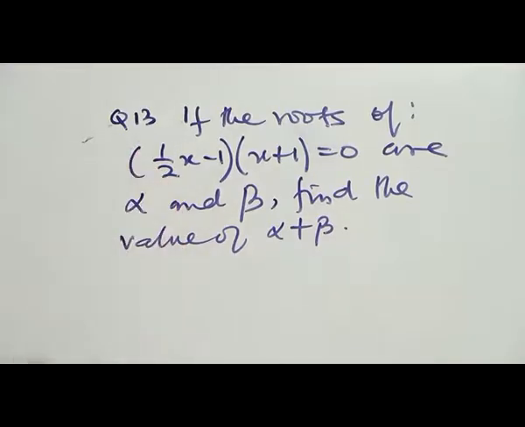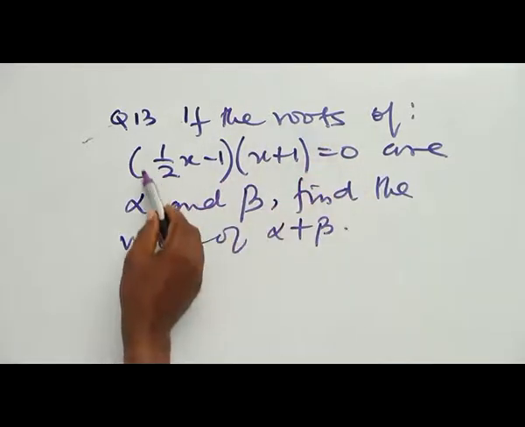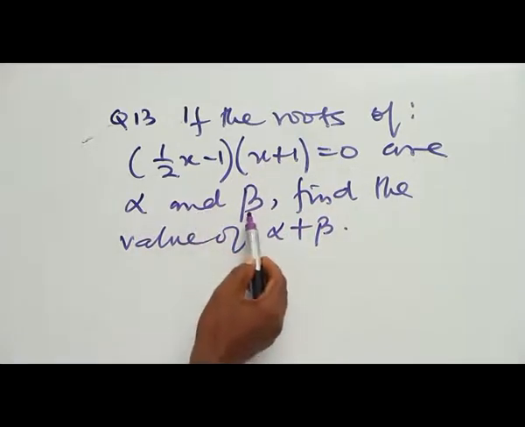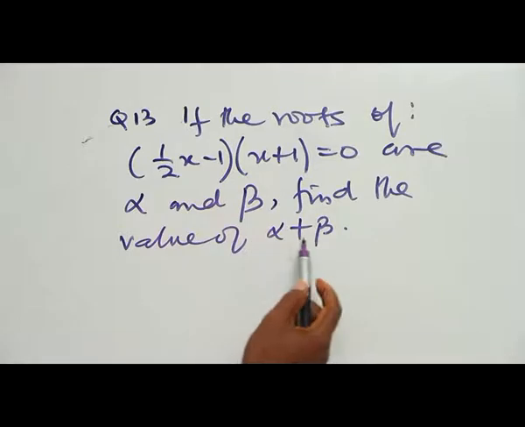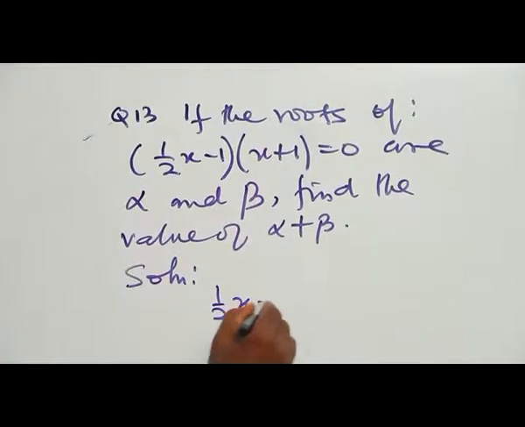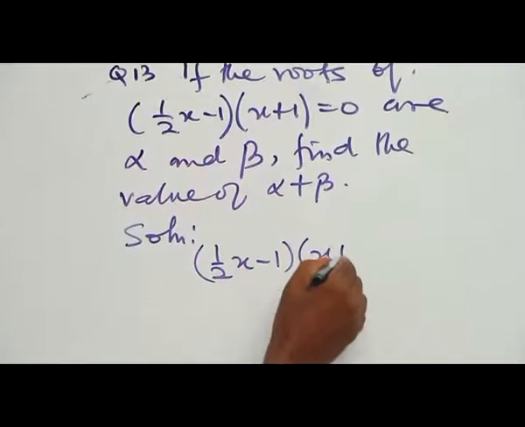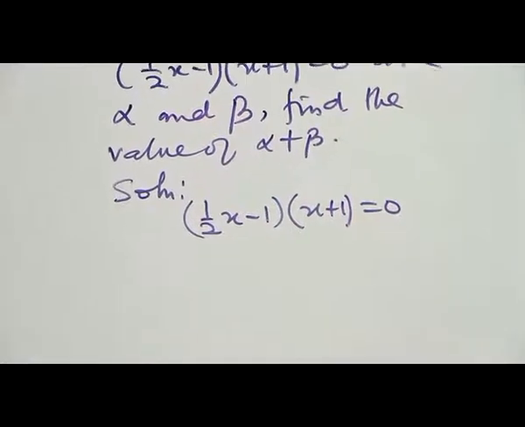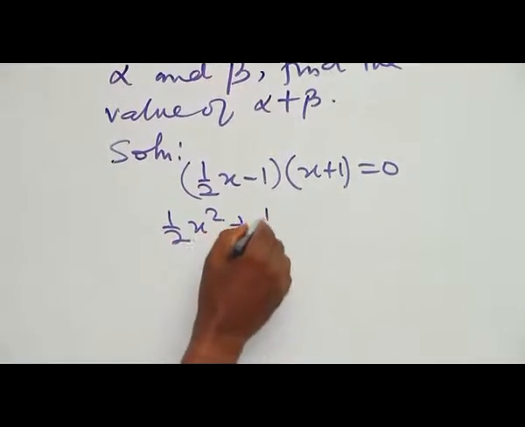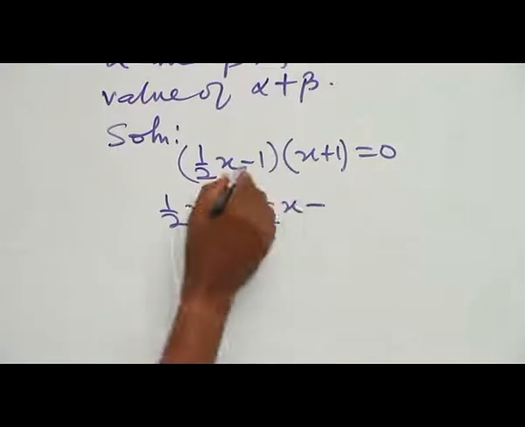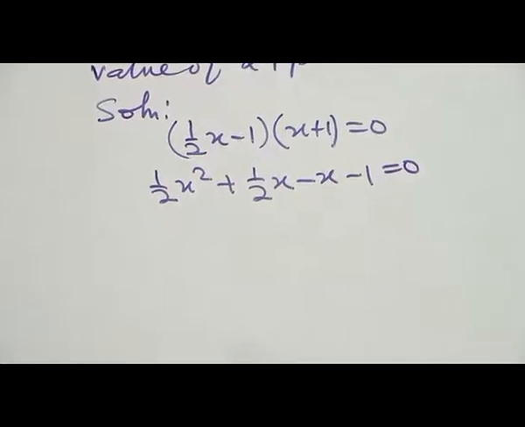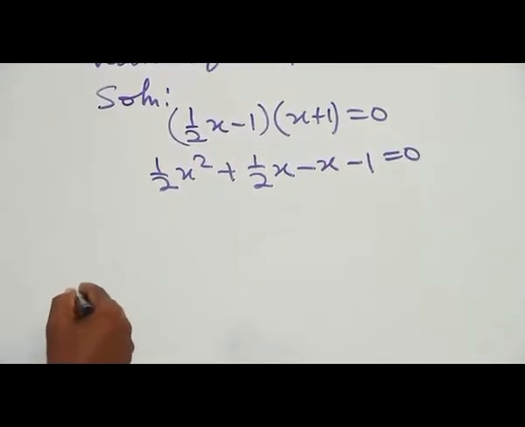Question number 13. If the roots of (half s minus 1) times (s plus 1) equal to 0 are alpha and beta, find the value of alpha plus beta. Solution. We have half s minus 1 multiplying s plus 1 equal to 0. The first thing is to open the bracket, so that becomes half s squared plus half s minus s minus 1 equal to 0. Let us clear the fractions by multiplying through by 2.